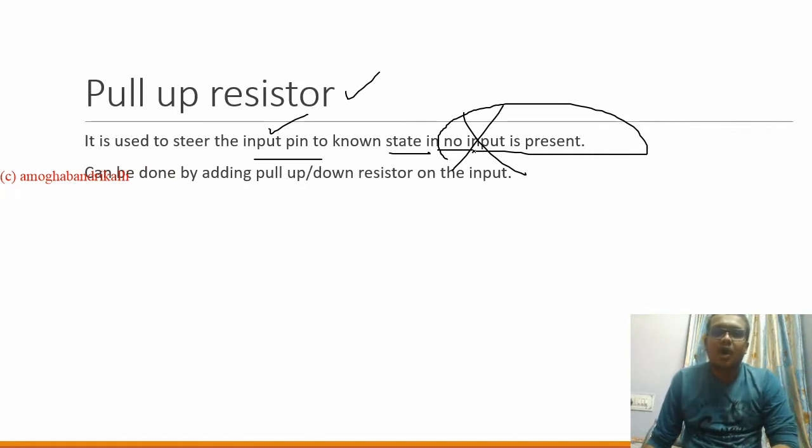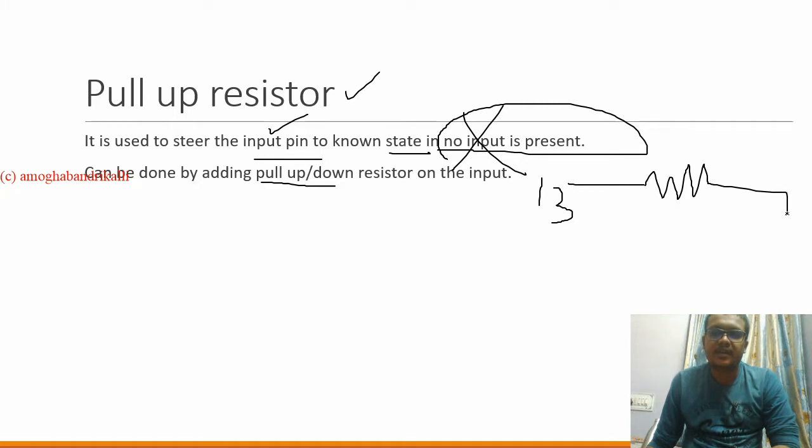So how to do this? To pull any of the input pins to a known state, add a pull-up or pull-down resistor to the input pin. Consider this is the 13th pin. You can connect some kind of pull-up or pull-down resistor to the input pin. So this is pull-down. If it is connected to VCC, it will work as a pull-up.